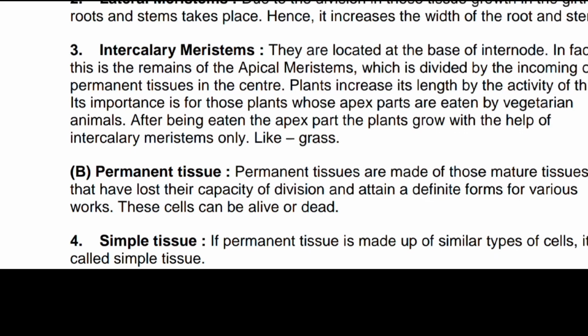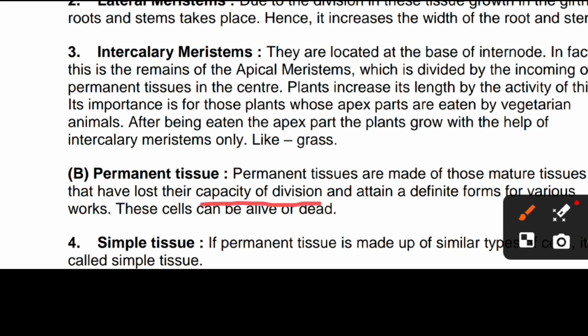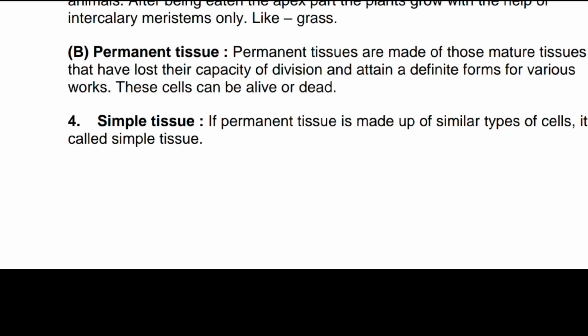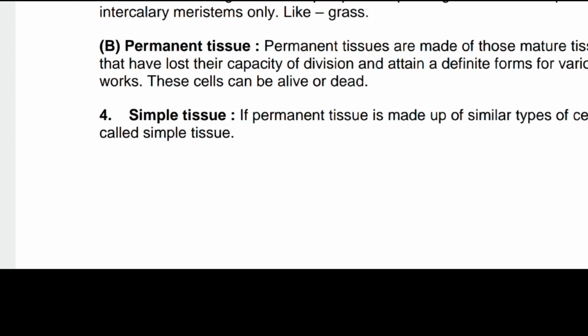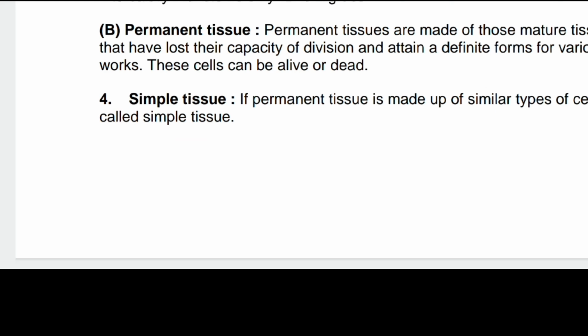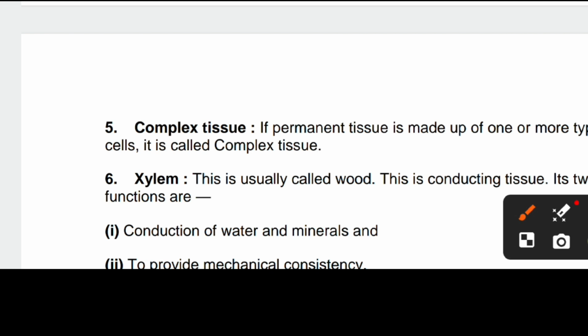Next, permanent tissue. Permanent tissues are those mature tissues that have lost their capacity of division and attained a defined form for various work. These cells can be alive or dead. In permanent tissue, a simple tissue is a permanent tissue made up of similar types of cells. It is called simple tissue. Next one is complex tissue. If a permanent tissue is made up of more than one type of cell, it is called complex tissue.